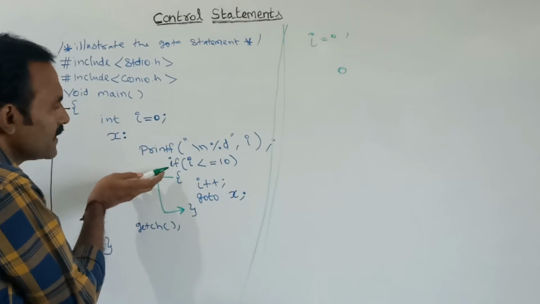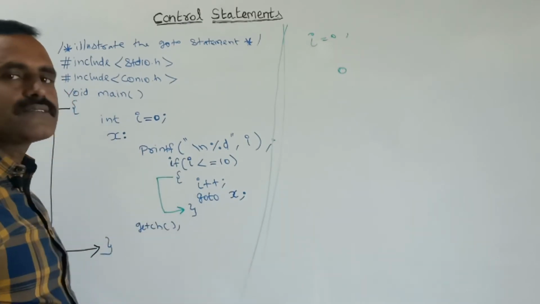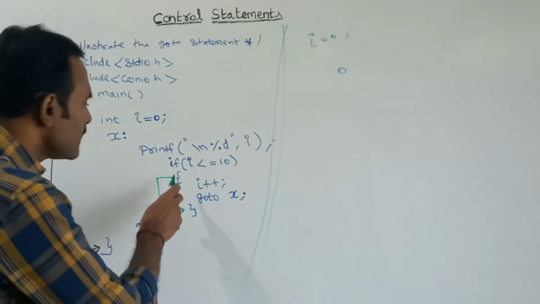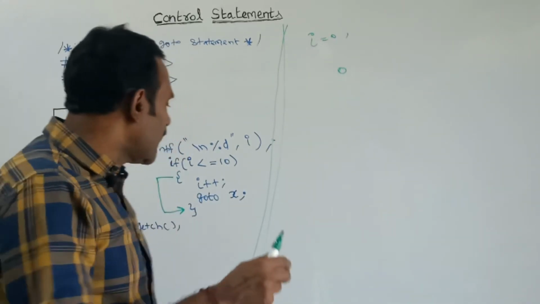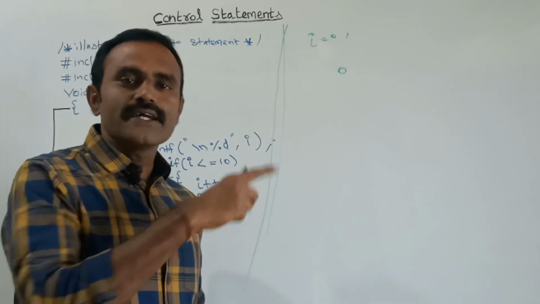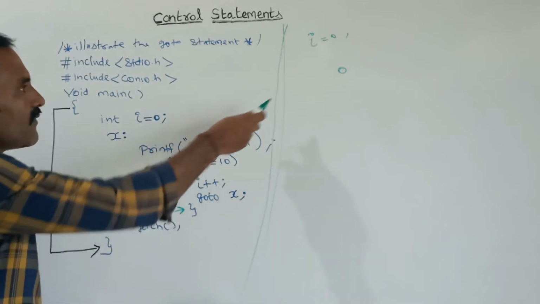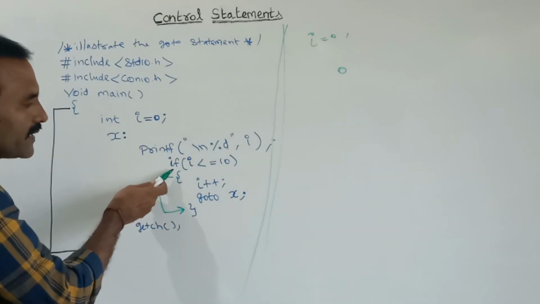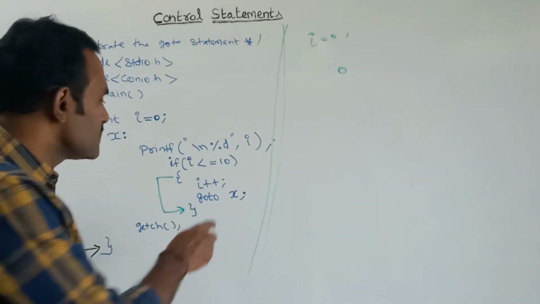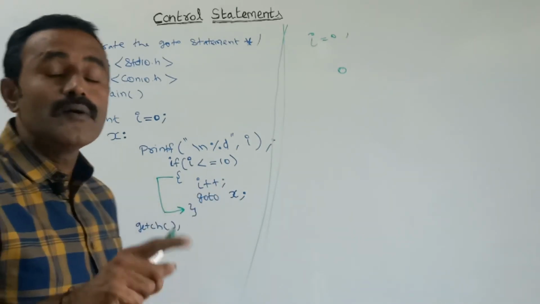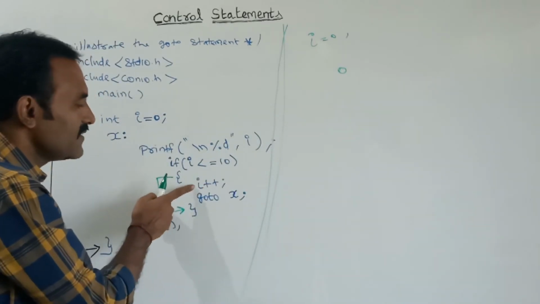After that I am checking the condition. If i is lesser than 10, then inside this condition I am telling it to increment the i value by 1 and go to the label X. This condition is true because now the i value is 0, so it comes inside. Now the i value will be incremented. This is the increment operator: previous value plus 1. The previous value is 0, 0 plus 1, now the i value is 1.